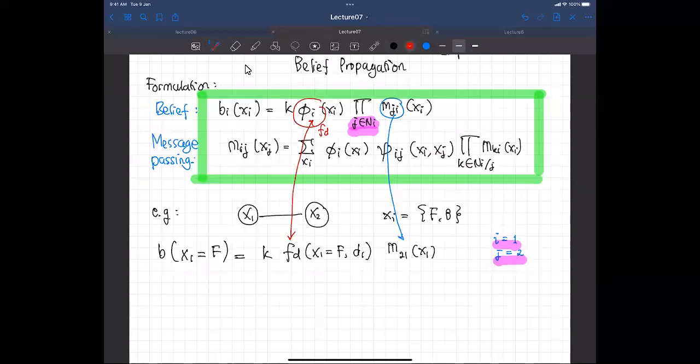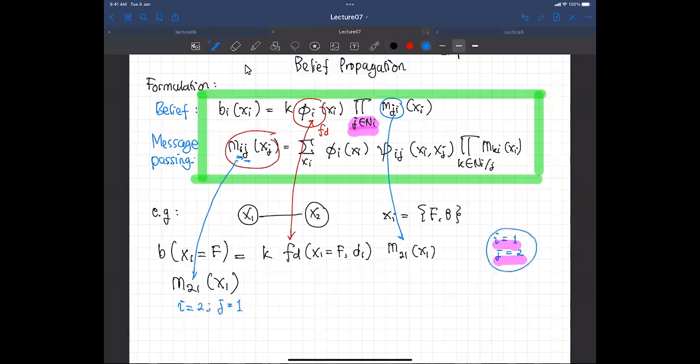X1. So now, if you look carefully, I is followed by J. So I here now equals 2, and J equals 1. So be careful with this. It's swapped now. Originally we have I equal to 1, now I equals 2. Okay, any questions here so far?